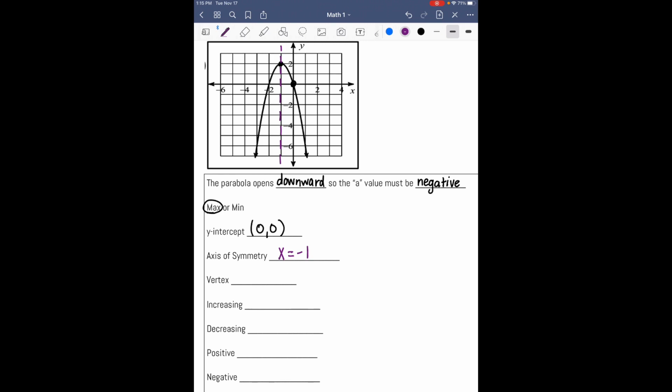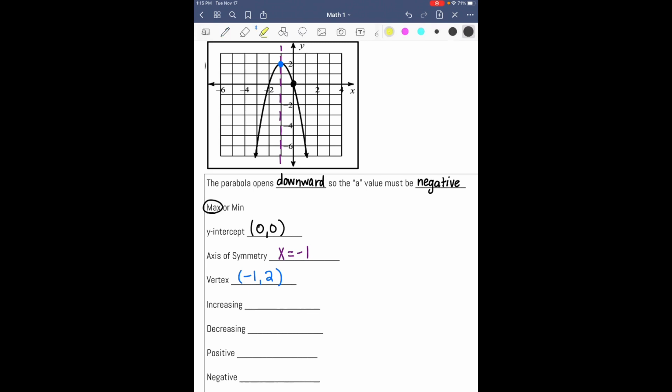And yes, it does need to be an equation. It's going to be x equals because it crosses the x-axis at -1. Now, the vertex. The vertex is where that maximum is, which is at the point -1, 2. All right, so then we need to talk about increasing, decreasing, positive, and negative.